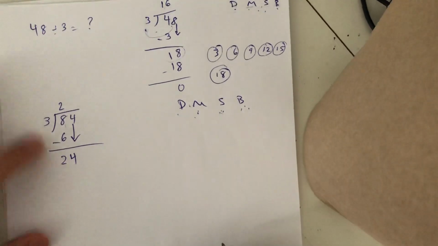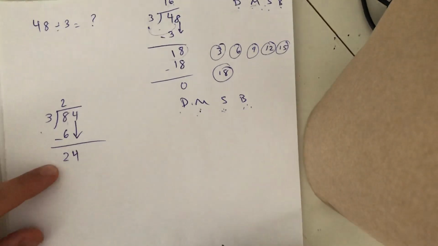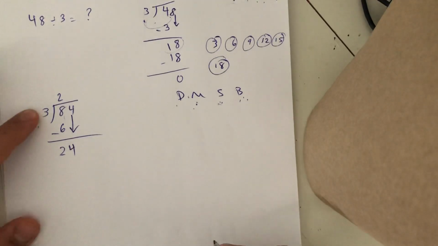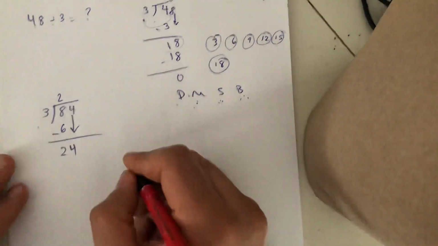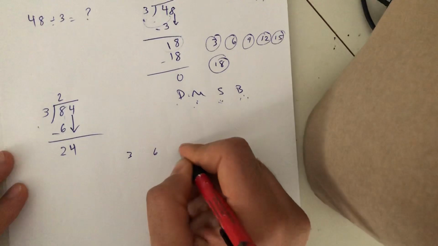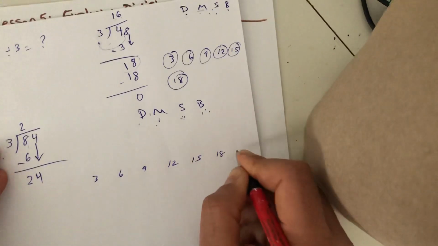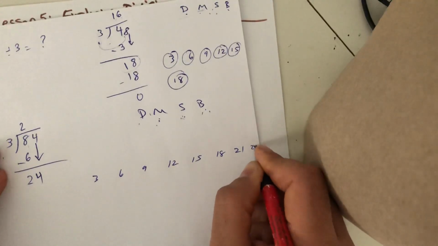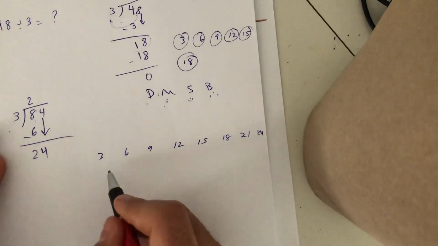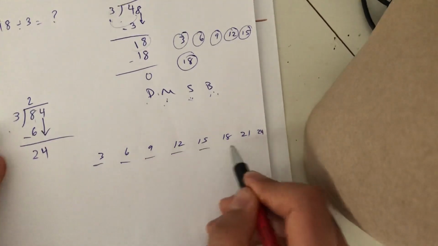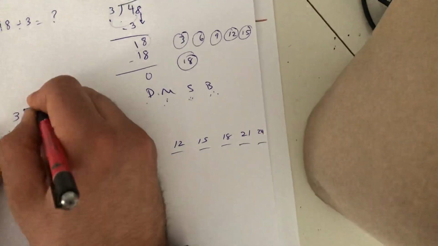How many times does 3 go into 2? That's not going to happen because 2 is a smaller number than 3. How many times does 3 go into 24? 3, 6, 9, 12, 15, 18, 21, 24. It goes into it 1, 2, 3, 4, 5, 6, 7, 8.